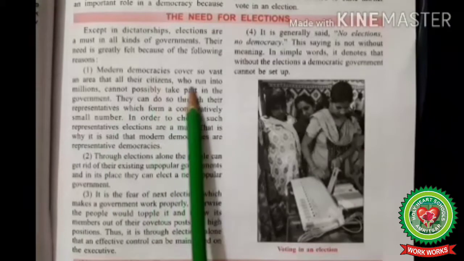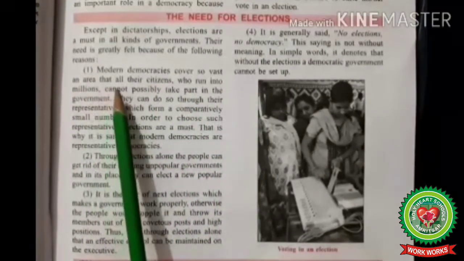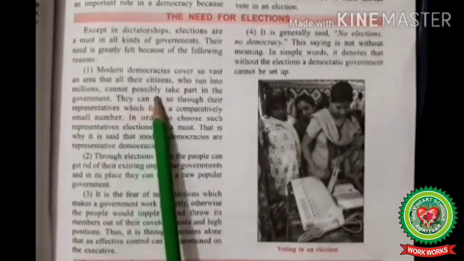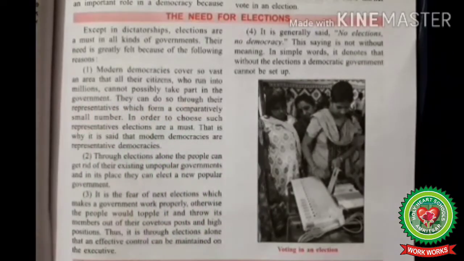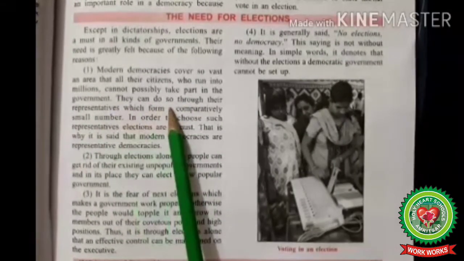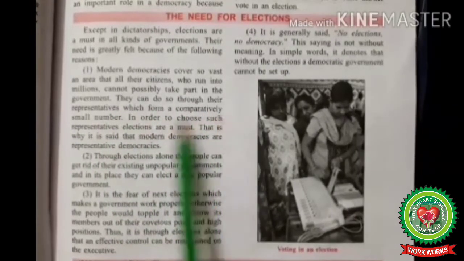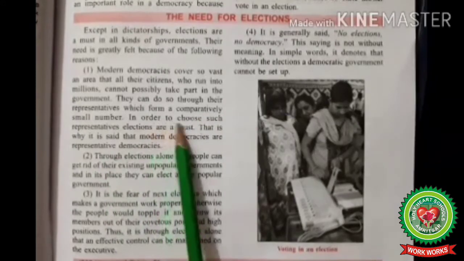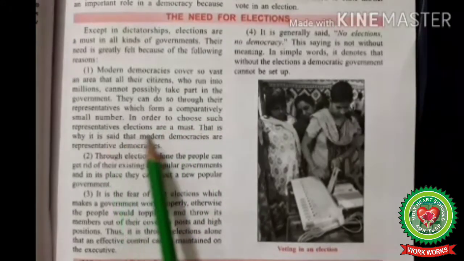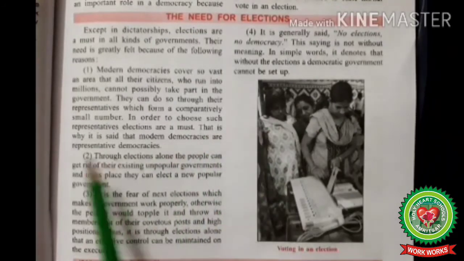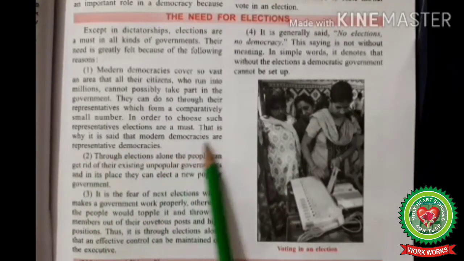Modern democracy covers so vast an area that all their citizens, who run into millions, cannot possibly take part in the government. They can do so through their representatives, who form a comparatively small number. In order to choose such representatives, elections are a must. That is why it is said that modern democracies are representative democracies.